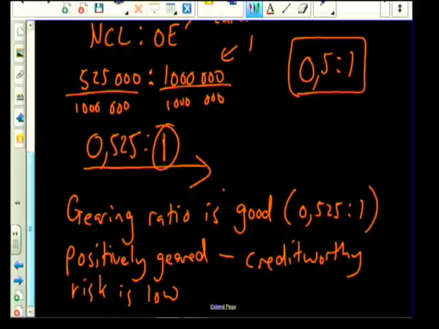Another way of looking at this is to think about the fact that for every 1 Rand the owners have invested in the business, there's 50 cents that they owe. So actually, they've put in double their own capital than what they've borrowed. For every 1 Rand they've borrowed, they've themselves put in 2 Rands worth of capital. So this business is quite safe. They're going to be able to pay off their non-current liabilities quite easily because the owners have invested enough equity to be able to do that.